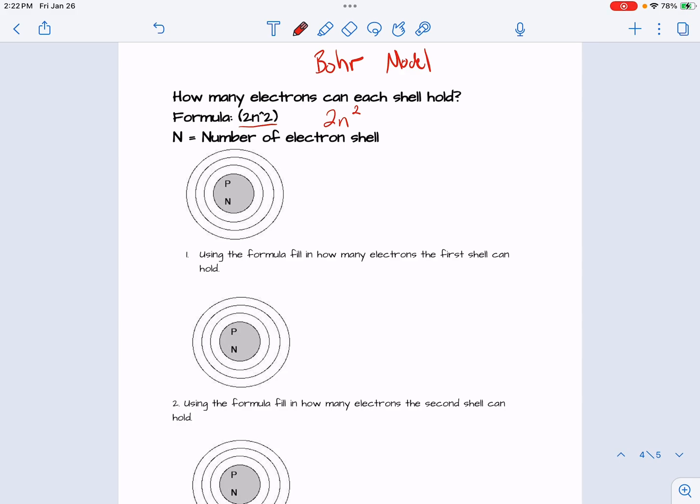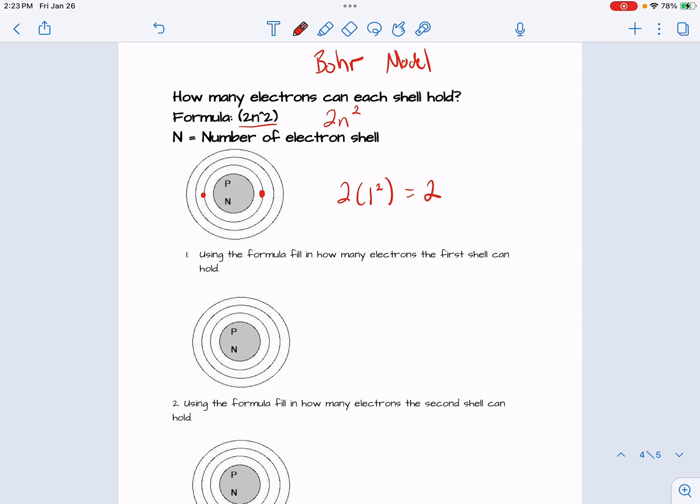So the first energy shell would be 1. So I would do 2 times 1 to the second power, and that is going to be equal to 2. 1 squared is 1 times 2 is 2. So on my first energy level, I can fit 2 electrons. So I just put 2 dots on the first energy shell or ring.